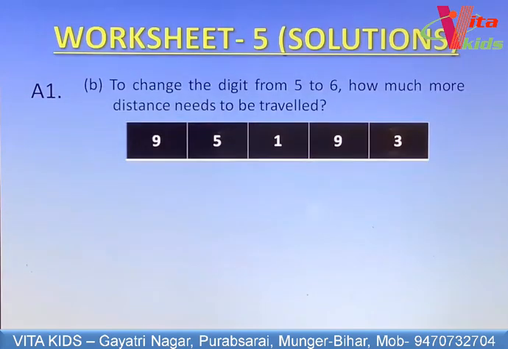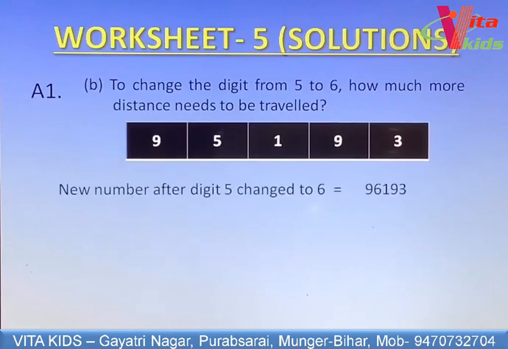B part. To change the digit from 5 to 6, how much more distance needs to be travelled? Now we look at the number. Let's see, where is 5? 5 is at the thousands place. And 5 needs to be changed to 6. New number after the digit 5 is changed to 6 will be 96193. And original number was 95193. Now to see how much distance is travelled, we'll have to subtract this original number from the new number formed. That is when we will get how much distance needs to be travelled.